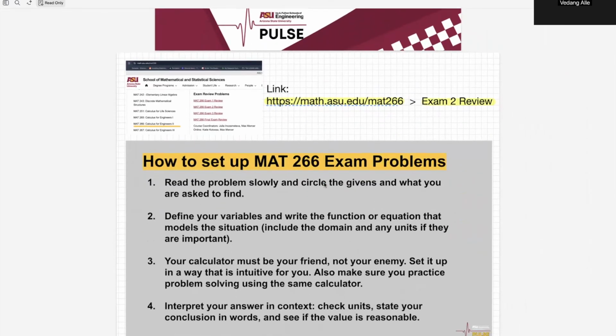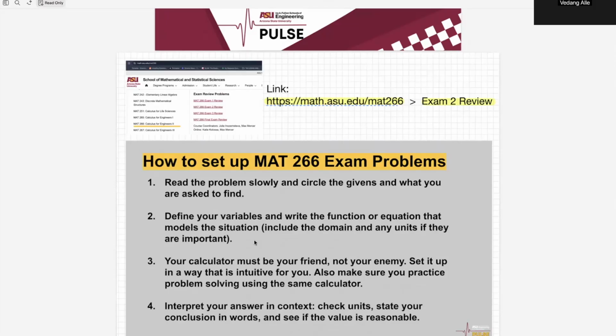Four things stand out to me before approaching any Calc 2 problem. The first one is: read the problem slowly and circle the givens and what you're asked to find. Whatever your preferences are, if you like circling the givens, underlining the values, or rewriting whatever is given in the problem again so that you're not missing anything, I would highly recommend that you do that. Number two is define your variables and write the function or equation that models the situation. For example, you can include the domain and any units if they're important.